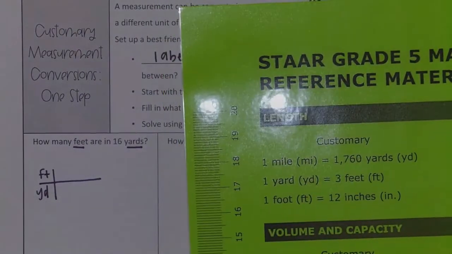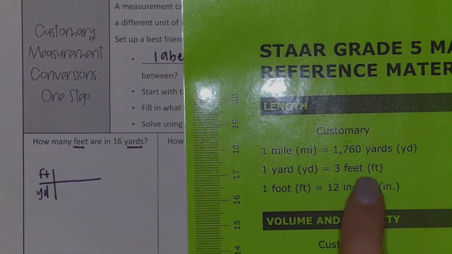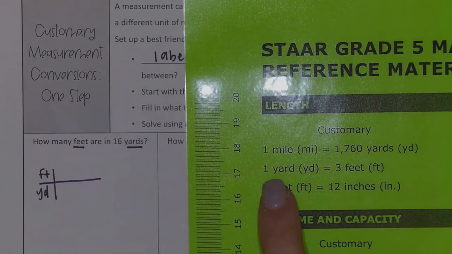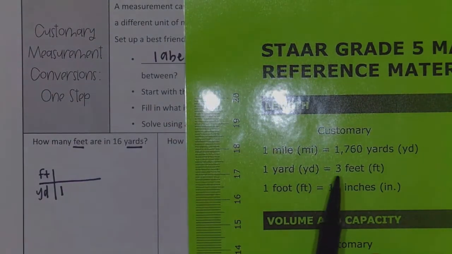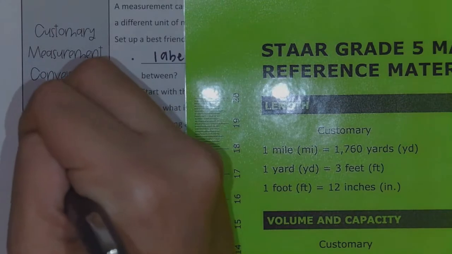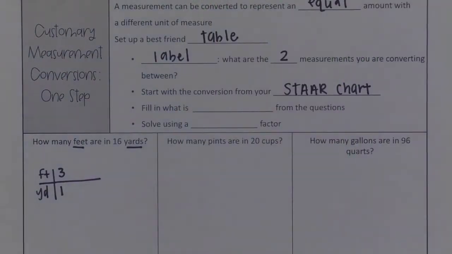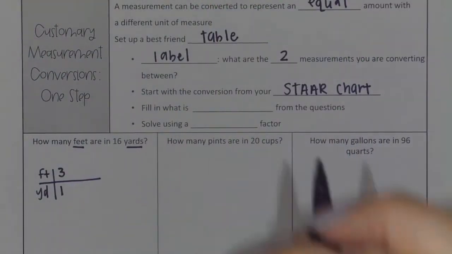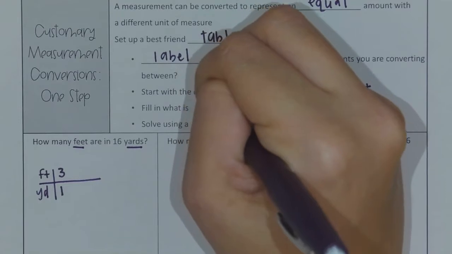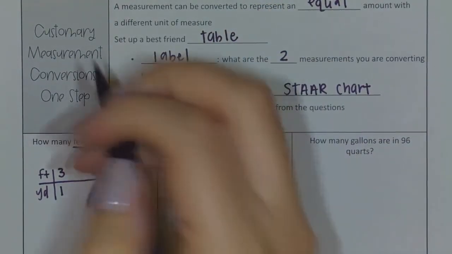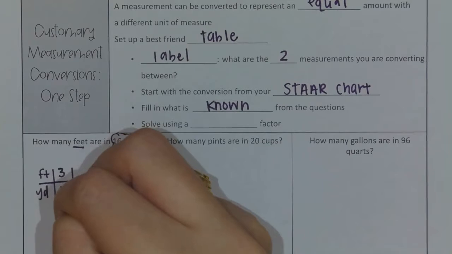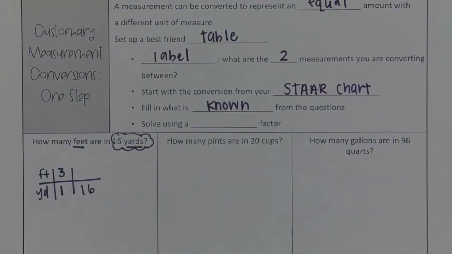So I need to look at my star chart, and I am looking for the conversion from yards to feet. So I see that my star chart tells me that 1 yard, so I'm going to put a 1 next to the yard, is equal to 3 feet. So I'm going to put a 3 next to the feet. So then I'm going to fill in what is known from the question. So I know that I am looking for 16 yards. So I'm going to put a 16 in the yards part of my table.